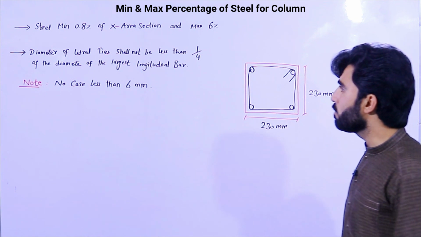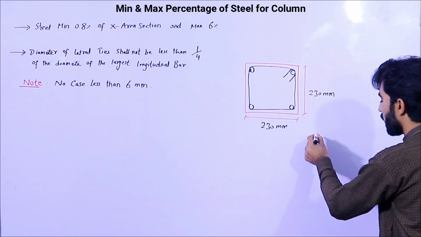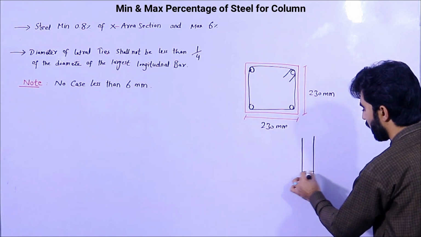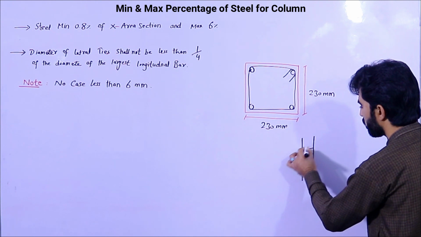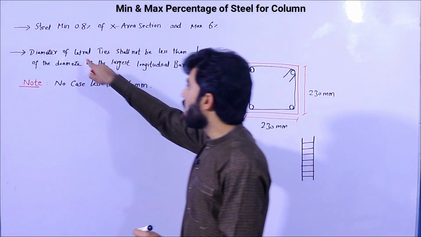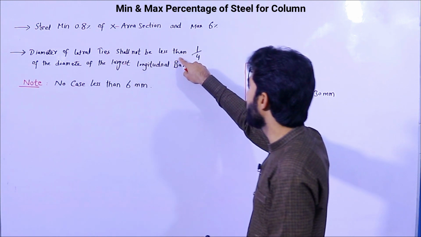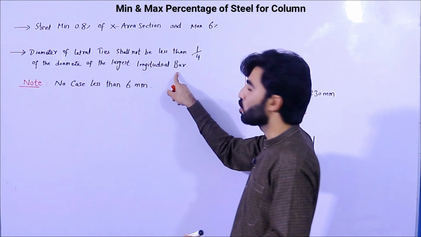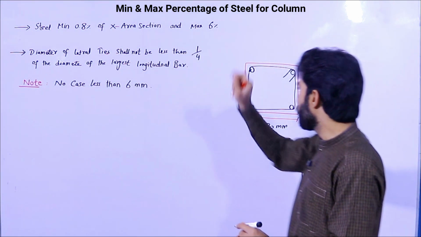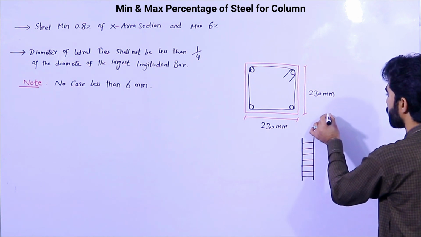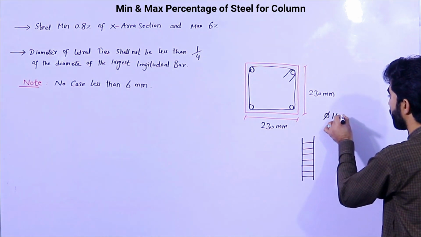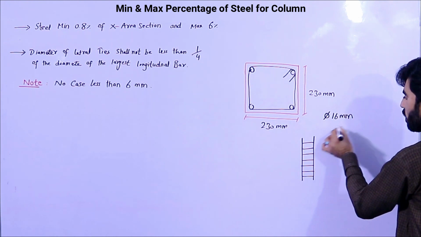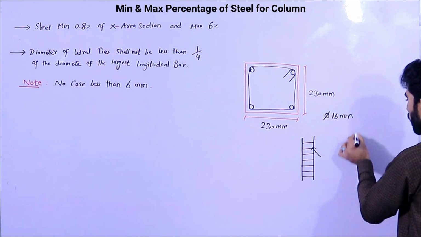Okay. Now guys, come to its diameter. Okay. For its lateral tie diameter. Guys, you can see these are lateral ties. So now guys, diameter of lateral ties shall not be less than 1/4 of the diameter of largest longitudinal bar. 1/4. For example, if I am using here 16 mm dia, so it should be 1/4 for lateral tie.